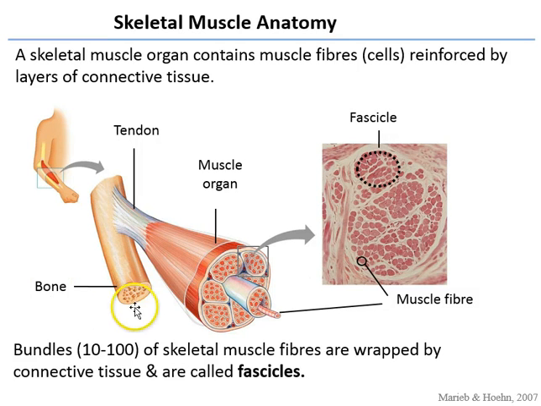Here, for example, we can see a discrete muscle organ wrapped by a layer of connective tissue. We actually call this the epimysium. Notice how it's continuous with the tendon here inserting into this bone here.